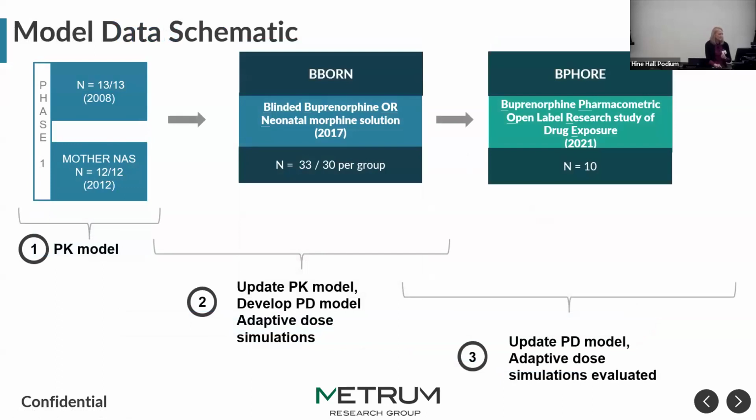So this is a similar slide. I just wanted to show how these data were used to inform the different models that were used. Again, the phase 1 study was used to inform the PK model. When we had this larger trial data available, we updated the PK model. And at that point, the PD model was developed, as well as the adaptive dose simulations. Those were used to inform the open label trial. And then when we had these data available, we again updated the PD model and evaluated the adaptive dose simulation. So we just continue this iterative process to inform future trials.